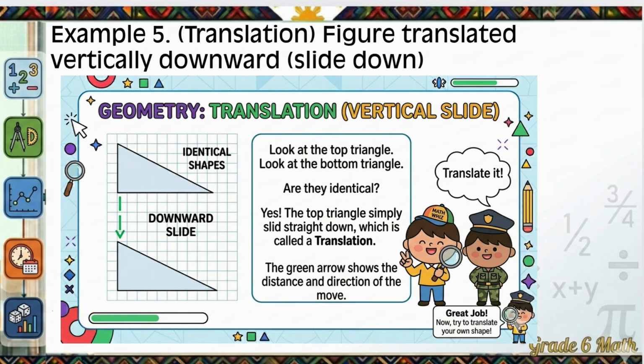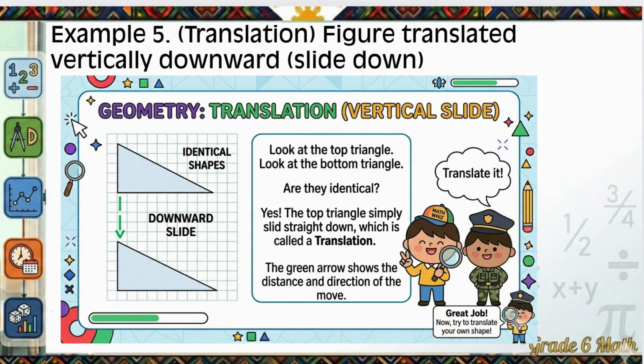1. The slide rule. In geometry, translation is just a fancy word for a slide. The triangle at the top is our pre-image, the start. The triangle at the bottom is our image, the finish. It didn't flip, and it didn't turn. It just slid straight down.